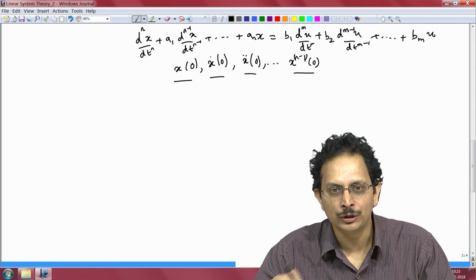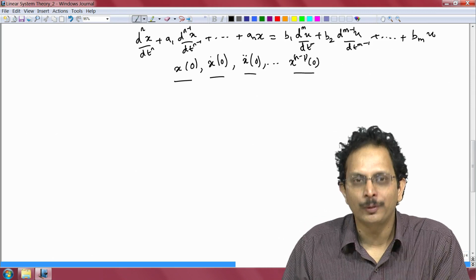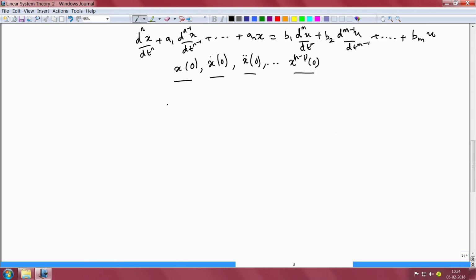The first simplification that I would do is to set the input u and all its derivatives to 0. In other words, the right hand side of the equation we shall set to 0, in which case we would get a differential equation of this kind: the nth derivative of x with respect to time, plus a1 times the n minus 1th derivative of x with respect to time, and so on and so forth, plus a_n x equal to 0, and we once again have the n initial conditions up to the n minus 1th derivative of x at 0.